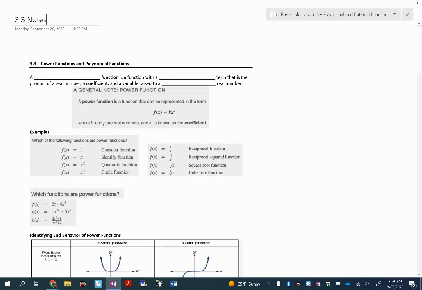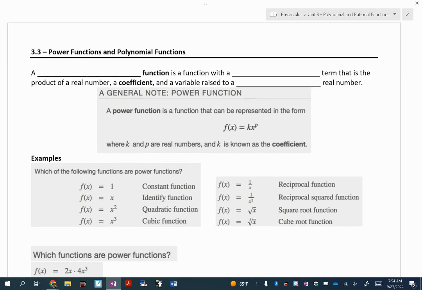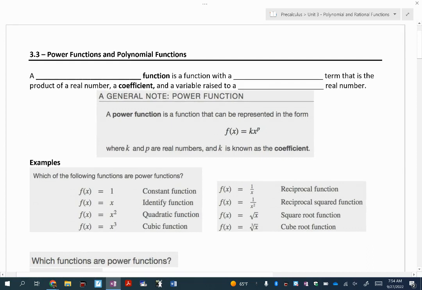Power functions and polynomial functions, and essentially we'll focus on the end behavior based on the leading term of each of these functions. All right, and then we'll get into making sure we know how to find the x and y intercepts of polynomial functions.